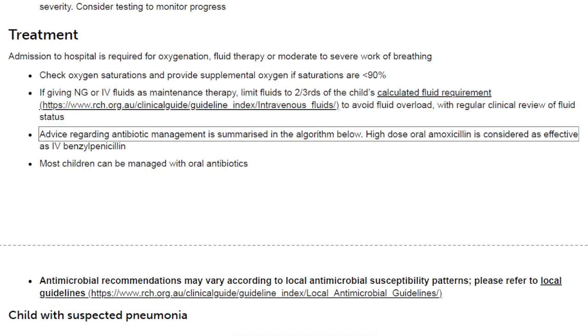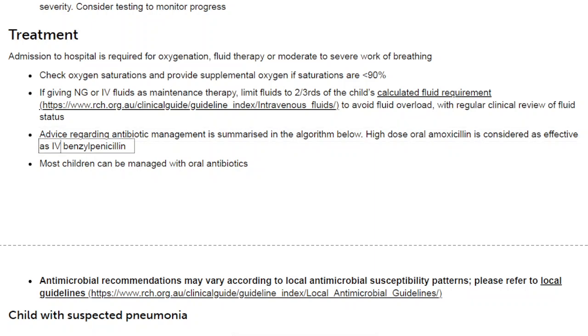Advice regarding antibiotic management is summarized in the algorithm below. High-dose oral amoxicillin is considered as effective as benzyl penicillin, and most children can be managed with oral antibiotics.